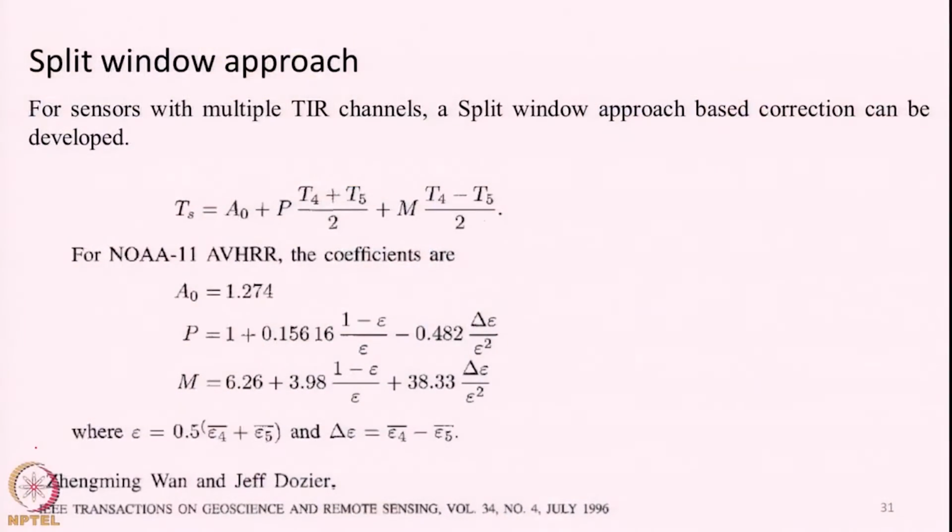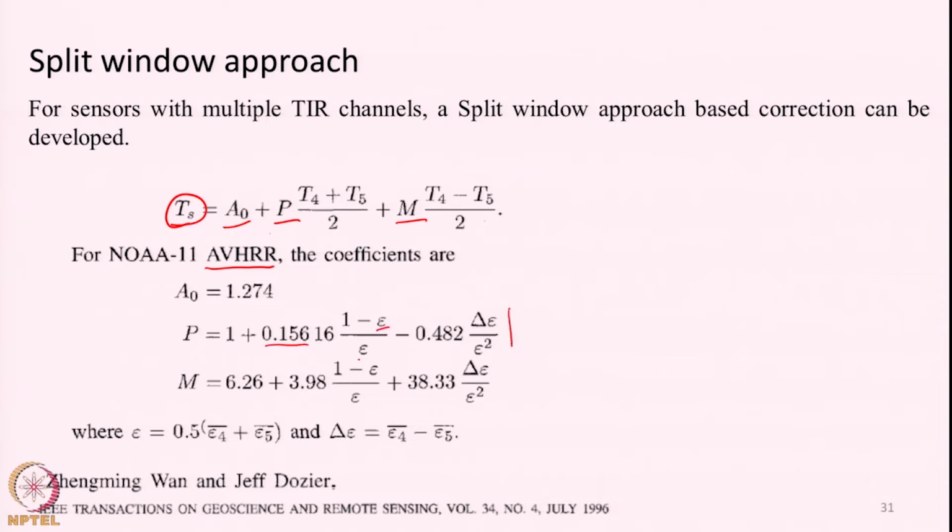Once such equations are developed, people will use high performance computers and atmospheric tools to refine these equations to a large extent. For example, one equation is given in this slide. This equation is for a sensor called AVHRR, which had two bands. In this equation, Ts is the land surface temperature, A0 is a coefficient, and P and M are coefficients. The coefficients are developed something like this.